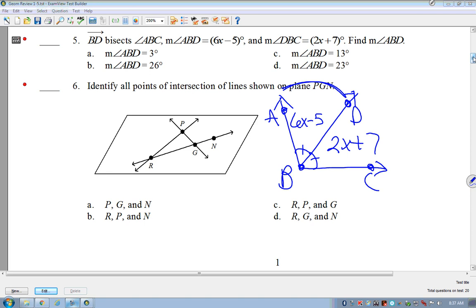How do I know it's 180 degrees? It's not a linear pair, right? They don't form a straight line. I just drew the angle. I could have drawn it however I wanted. I don't have enough information to assume that they equal something specific. What do I know that they equal, though?